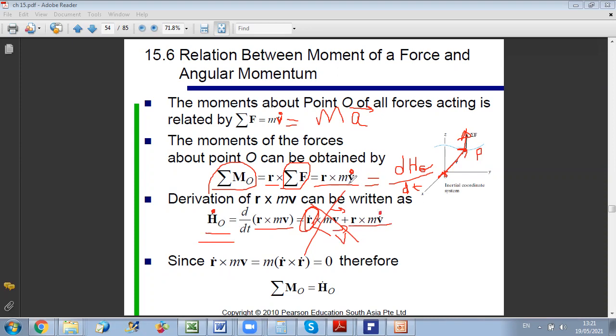If you compare the two expressions, you can conclude that the derivative of the angular momentum is equal to the summation of moments about O. So the summation of moments about O is equal to the derivative of the angular momentum with respect to O.